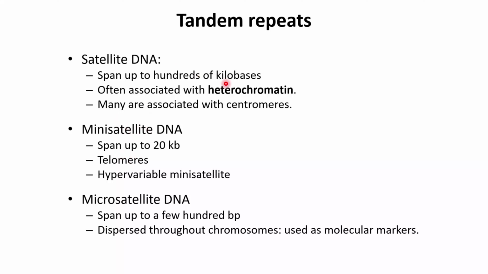These are 100 to thousands of bases. Minisatellites can go up to 20 kb. Do you remember the hypervariable minisatellites that were used to detect differences between people, for the police departments? And then the microsatellites, which were used as molecular markers to kind of map genes on the genome, right? So these are dispersed throughout the chromosomes, and they're more evenly dispersed, so it's easier to use them as molecular markers than these 2 groups, okay?